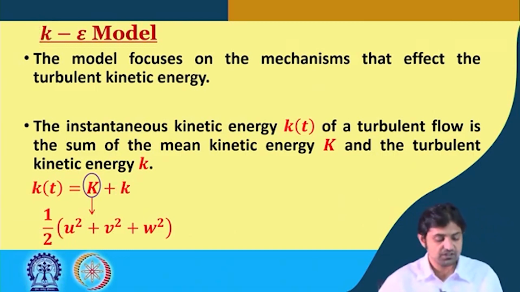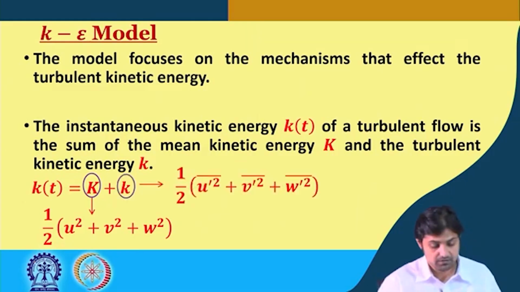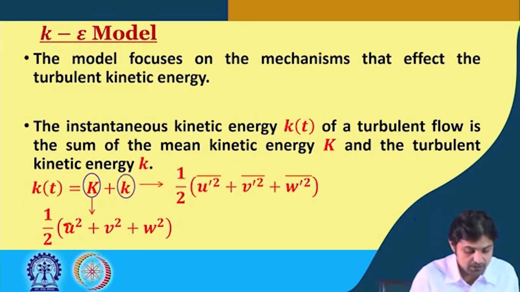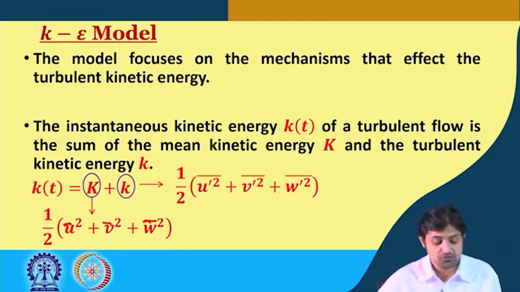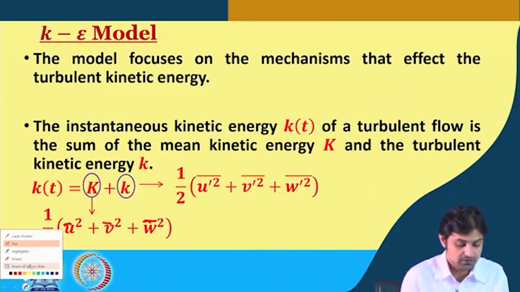Capital K is written as simply half of u square plus v square plus w square. Actually, u bar, v bar and w bar. And small k is written as half of u dash square plus v dash square plus w dash square.